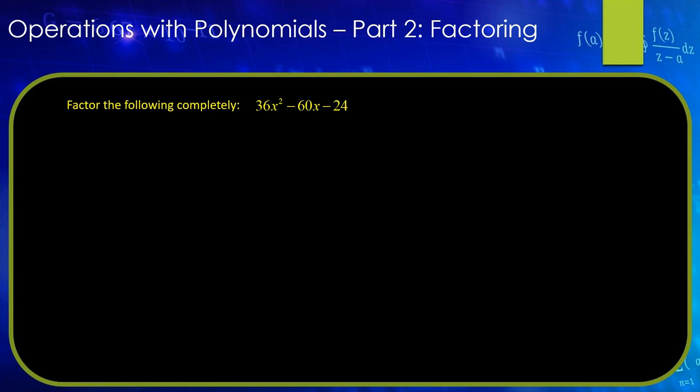So if I factor out the 12, I am left with, inside the parentheses, 3x squared minus 5x minus 2. This makes the work I have to do a lot more easily handled, because my numbers are smaller, and the smaller the numbers, the fewer factors that I have to test and see if they're going to work or not. So it won't go down any further than that.